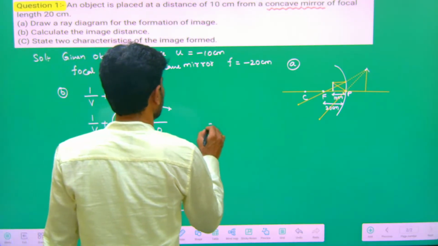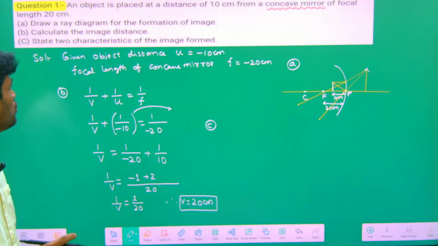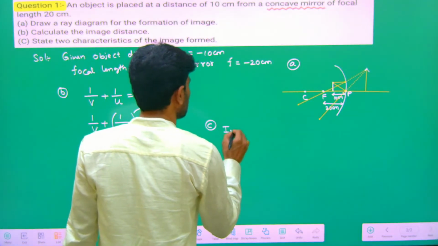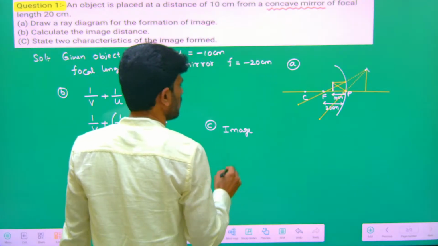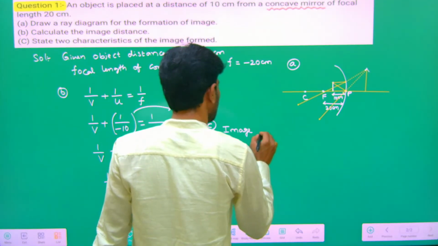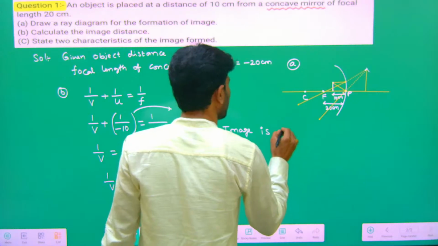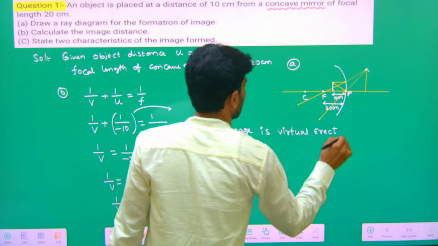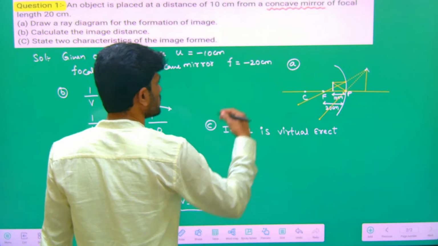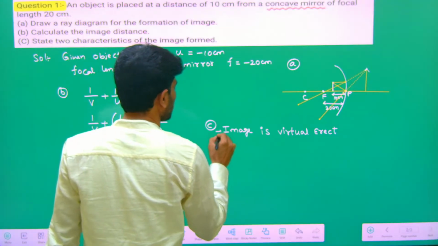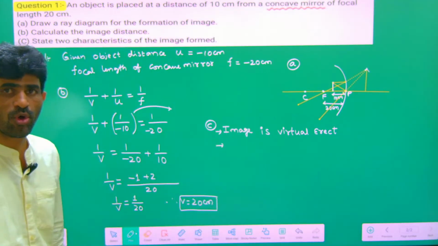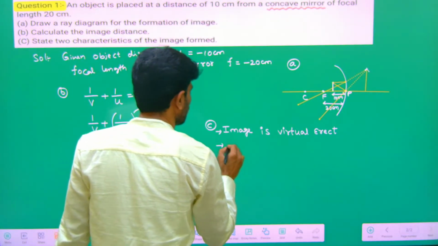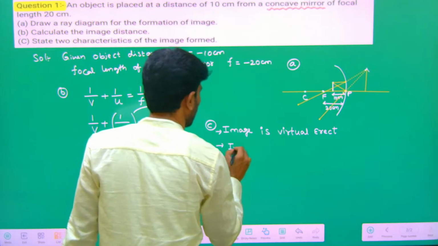Next, in the question, see what they are asking us to write: write two characteristics of the image formed. So what are the two characteristics? We can write the image is virtual and direct. And because it is on that side, one more point we can say is that it is a magnified image. We know whenever it is forming behind the mirror, that is a magnified image.